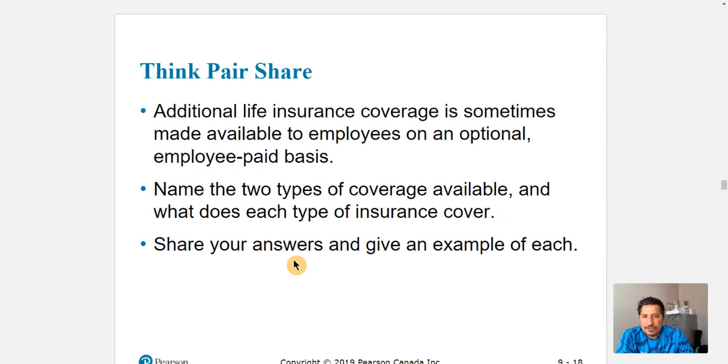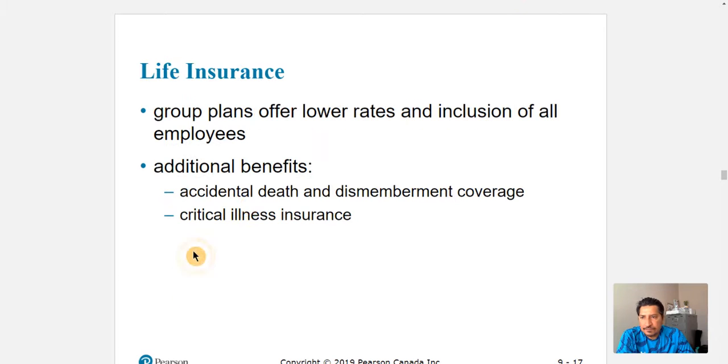Now, here's a thought process for you as a student. Additional life insurance coverage is sometimes made available to employees on an optional, employee-paid basis, so it would be coming from the employee's pay stub. Name the 2 types of coverage available and what each type of insurance covers. Share your answers and give an example of each. I think you can talk about accidental death and critical illness insurance benefits as well.